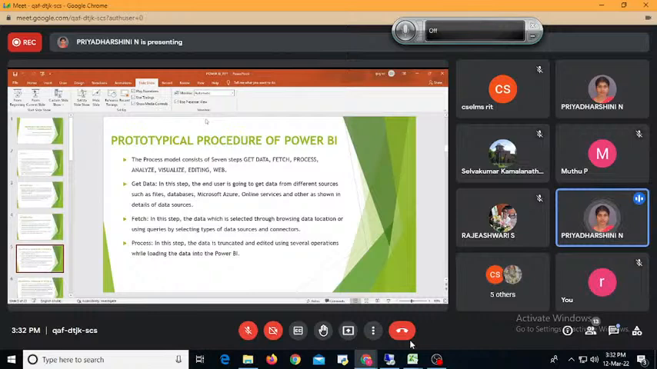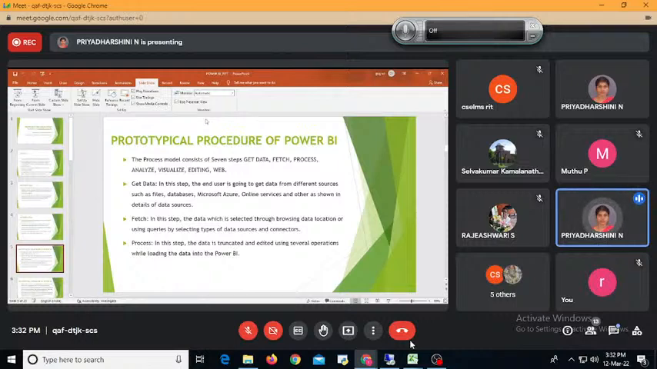So get data is the first step, in which the end user gets the data from different resources such as files, databases, Microsoft Azure, where we take plenty of data, any other online services, or whatever the data sources may be. It will be the place where we get the data. Fetching is where we select the data from the location using selective queries, which is exactly required for our process.